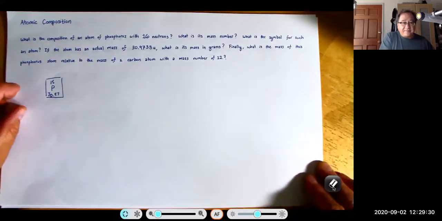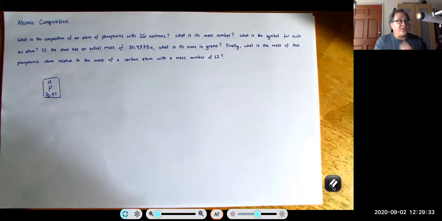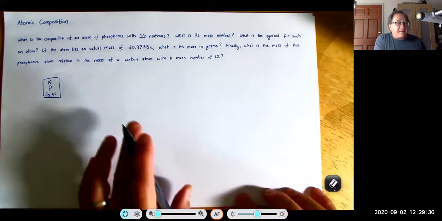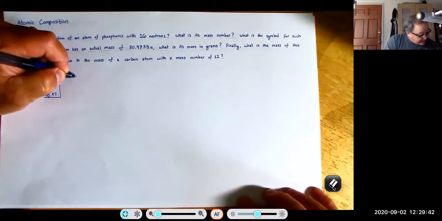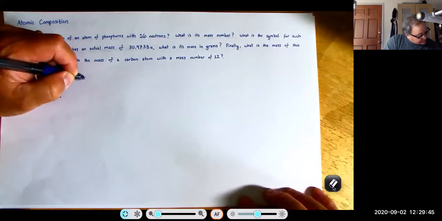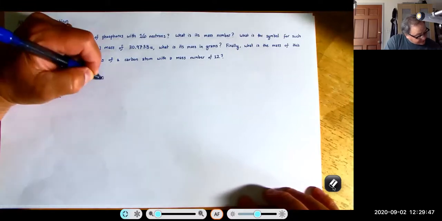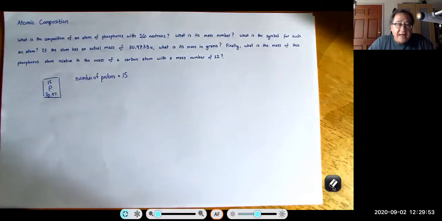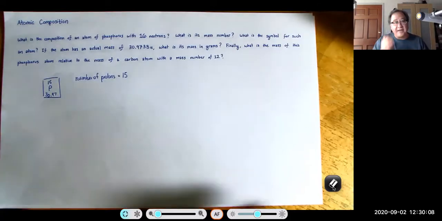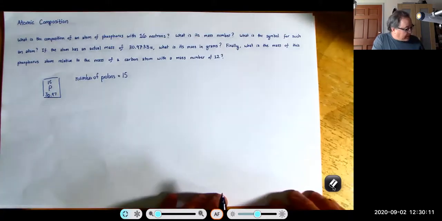Okay, so here's what I've written. So in answer to the question, what is the composition of an atom of phosphorus with 16 neutrons? Well, we would say that the number of protons is equal to 15. So you will usually find that at the top of the element in the periodic table, the number of protons. It will be the number that is a whole number. So it's got to be 1, 2, 3, 4. You can't have less than one proton, and you can't have negative protons. So it's going to be a whole number.